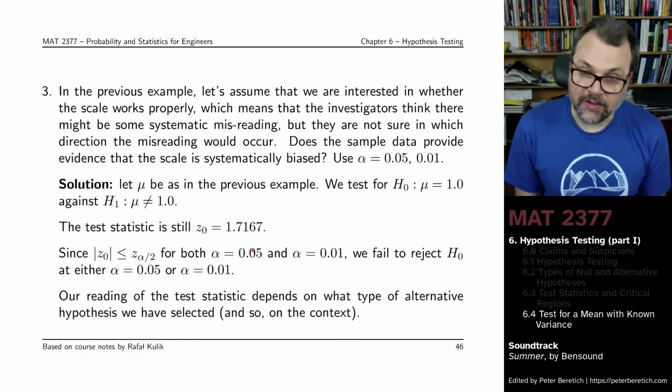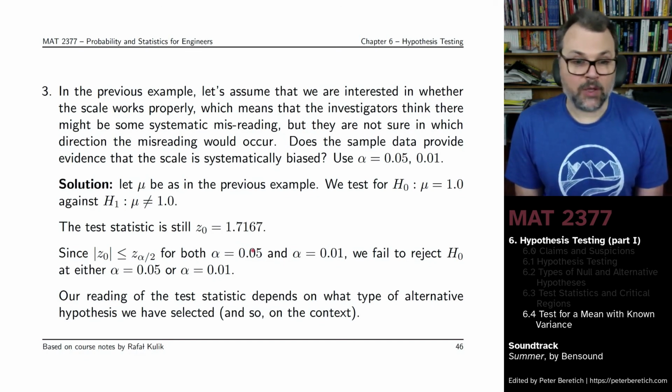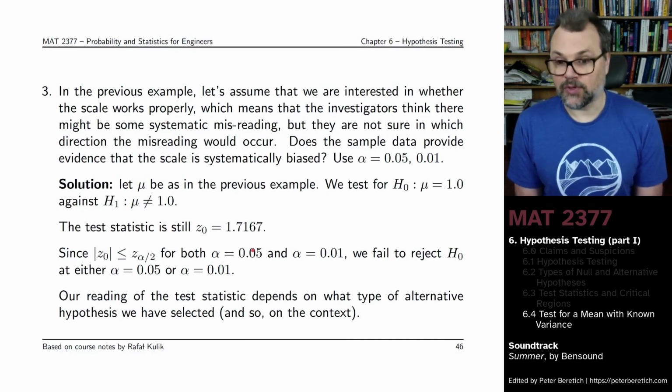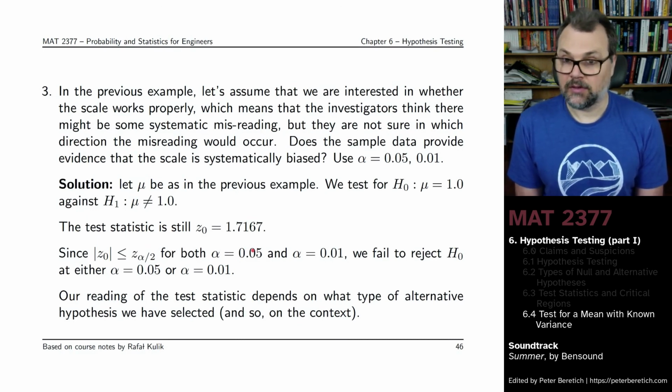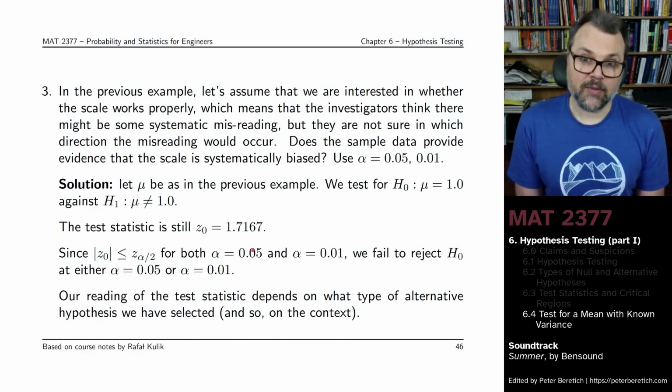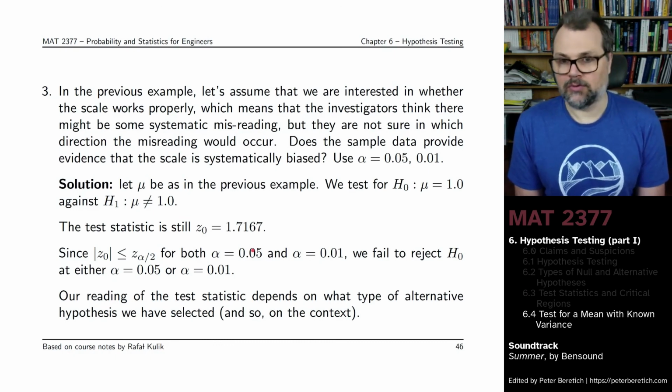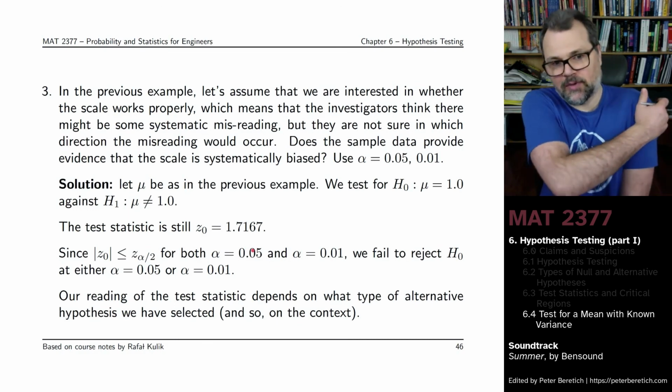For both alpha at 5% and alpha at 1%, the absolute value of the test statistic is smaller than the critical value at alpha over 2, and so you would fail to reject the null hypothesis. If you don't know in which direction there might be a problem, that same data doesn't allow you to reject the null hypothesis, doesn't allow you to accept the alternative hypothesis.